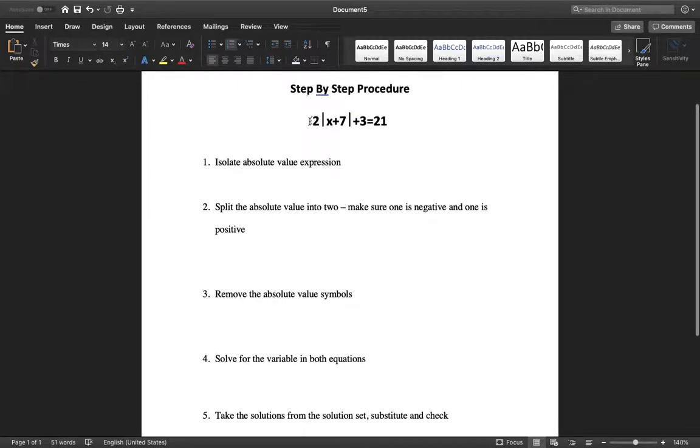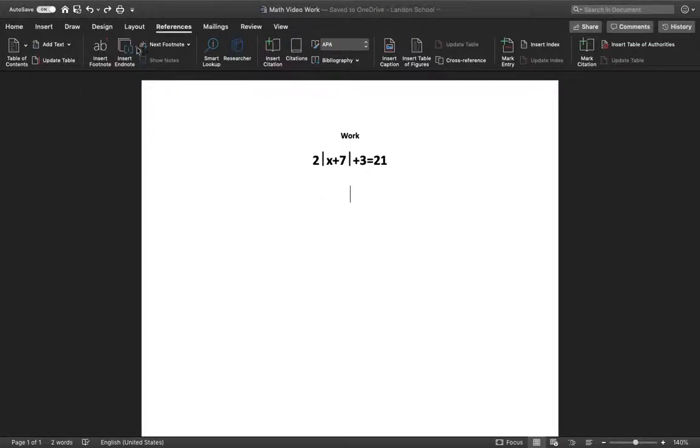So today we're going to be using the equation 2|x + 7| + 3 = 21. Notice these two symbols here. These two symbols signify absolute value. So let's go over here and start. The first step is to isolate the absolute value expression. So we have our equation 2|x + 7| + 3 = 21.